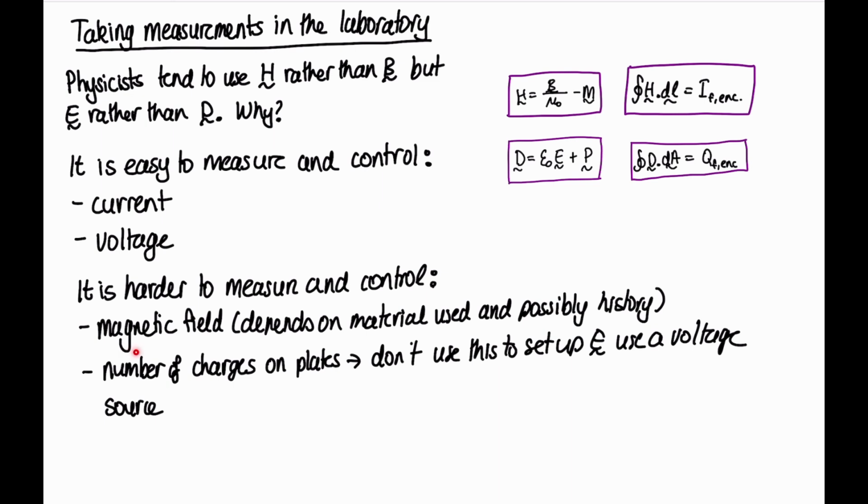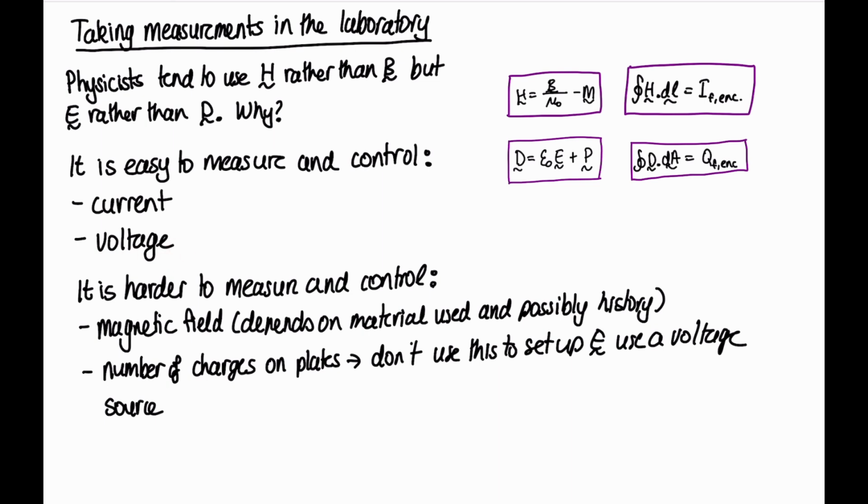Now, it's much harder to measure the magnetic field as this depends upon the material used, and if it's a ferromagnetic material such as iron, then it possibly depends upon the history of that material as well. So measuring the magnetic field B is actually quite hard. However, it's easy to measure the amount of current going in, and the amount of current we put in relates to H. So this is why it's easier to get a measurement of H rather than B, and we talk about it preferentially. On the other hand, with electric fields, it's very easy to measure and control the voltage.